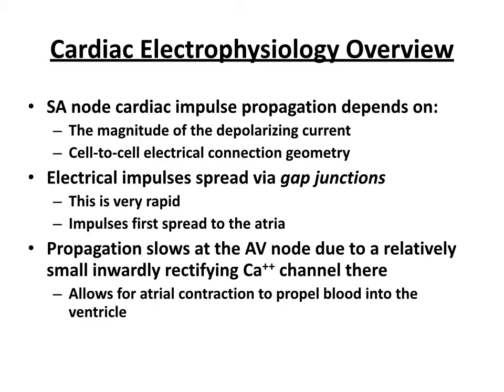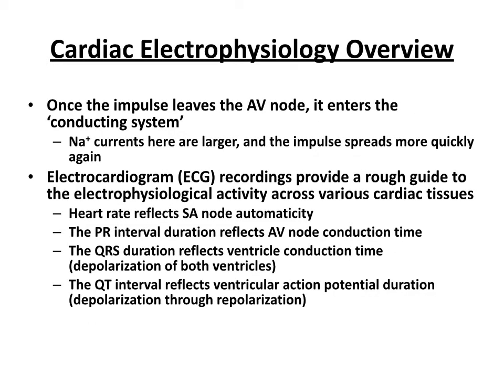So you don't want the electrical signal to get past the AV node too fast. You need some time there. Once the impulse leaves the AV node, it enters the conducting system, where calcium currents tend to be larger and the impulse spreads faster. So once you get past the AV node, the electrical signal to the rest of the heart happens really fast. And again, if that's not working right, that's when somebody starts to have an arrhythmia.